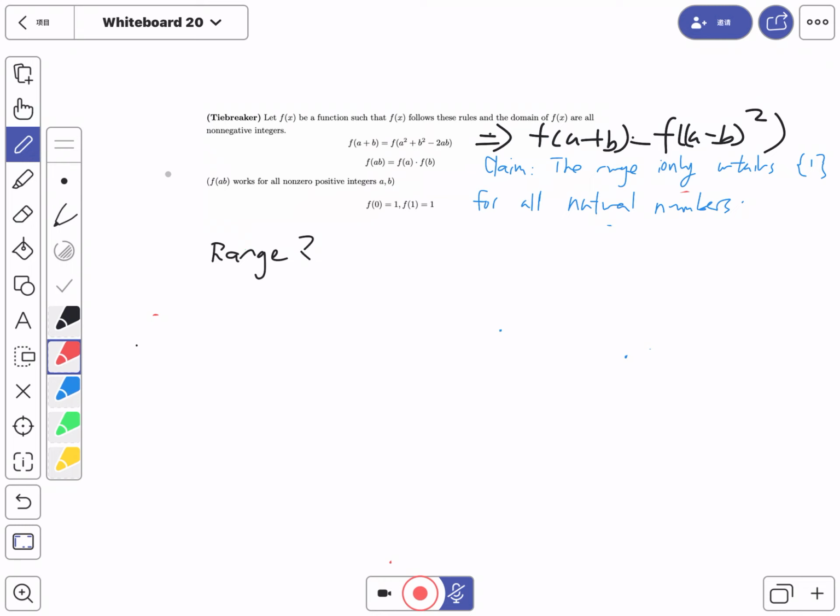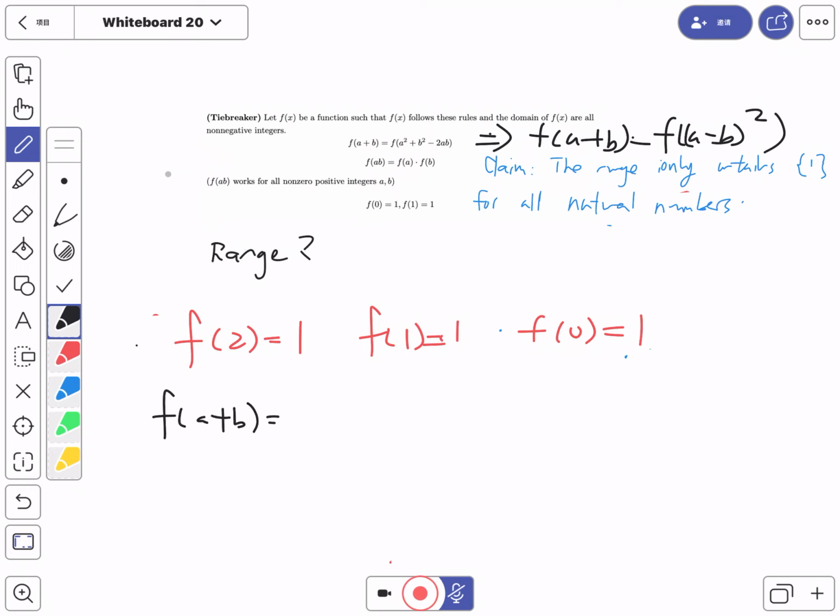So notice that f of 2 is equal to 1, and f of 1 is equal to 1, and f of 0 is equal to 1. They're actually really, really important. So we also know that f of a plus b equal to f of a minus b squared. So how is that going to help us?